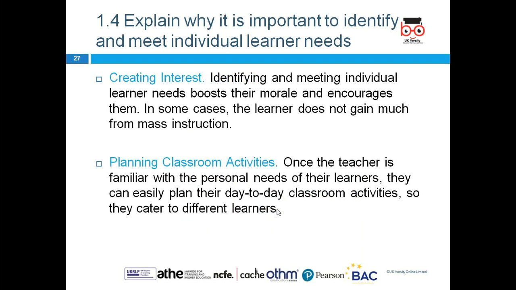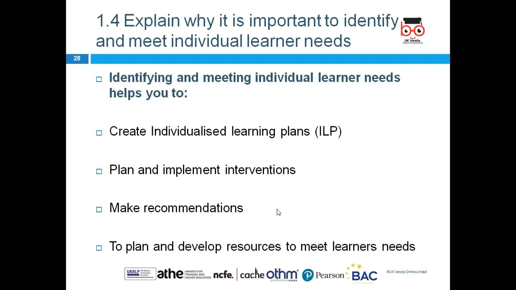It helps you to create interest. Because you're meeting the individual needs, you're going off what their own interests are, and you're working in that aspect. And then again, it just helps you to plan all the activities. So you're familiar with them, you know what they need to do, and you're planning the activities to cater for them. And then in the end, just to overview it, it helps you to create individualized learning plans, or ILPs.